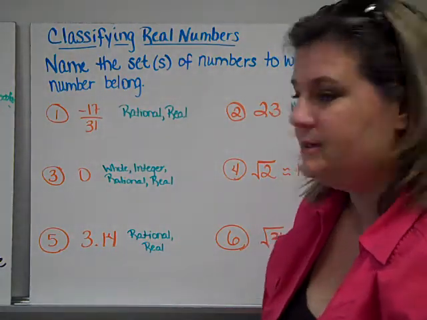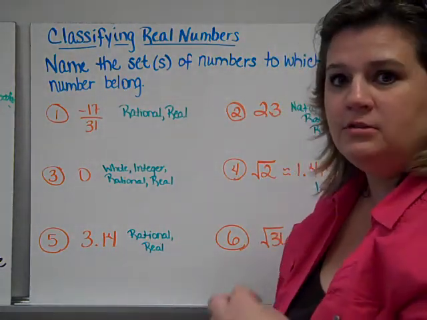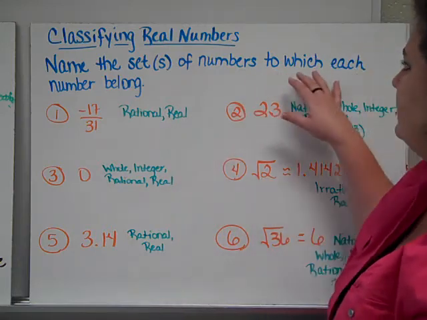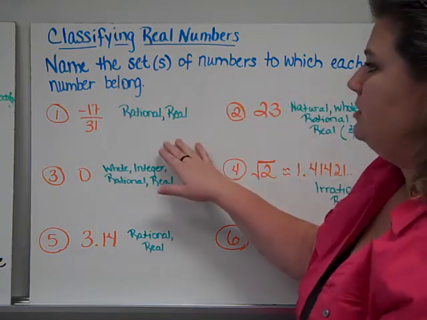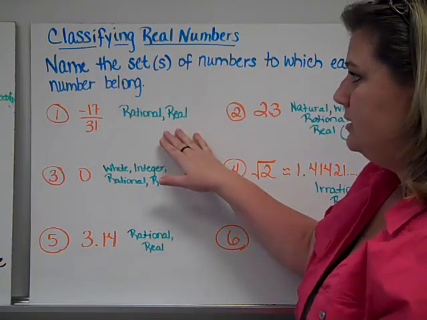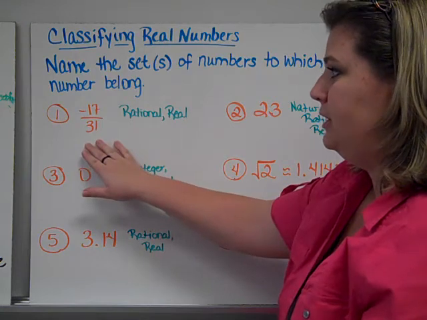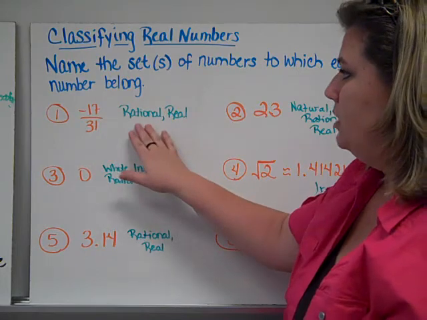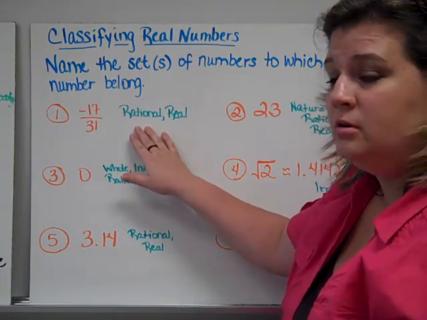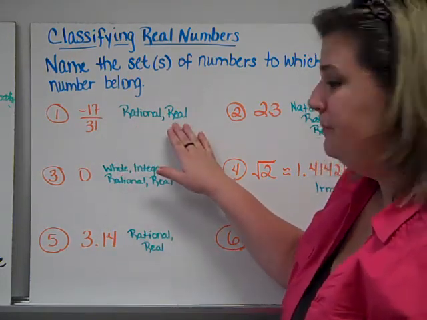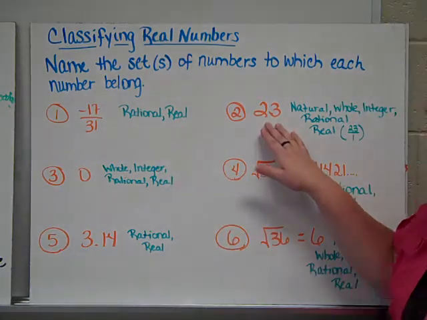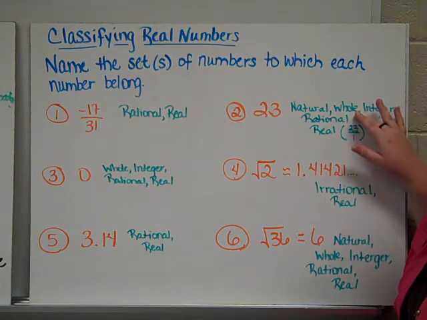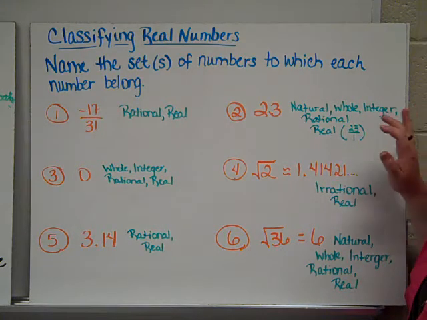So we're going to classify some of these numbers, okay? Remember, refer back to the Venn diagram as we're going through these so you can see where they are coming from. Let's name the sets of numbers to which each number belongs. Number 1, negative 17 over 31. That is a fraction. It has a negative value, so we know that it is rational, therefore a real number. Number 2, the number 23. That is a natural number. It is also a whole number, therefore an integer.